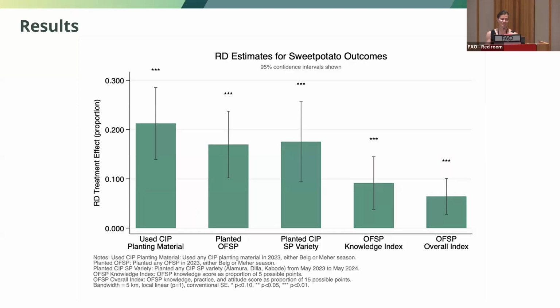So the results: we find pretty widespread impact of the orange flesh sweet potatoes. In the comparison group, only 3.5% of households reported planting any OFSP in 2023, and 2.4% reported planting the specific varieties provided by CIP. The CIP program then increased this by 17 percentage points in the treatment areas, so a pretty big impact. We also see impact on their knowledge of OFSP, as well as an overall index that we compiled, which has knowledge, practice, and attitude scores when it comes to OFSP.